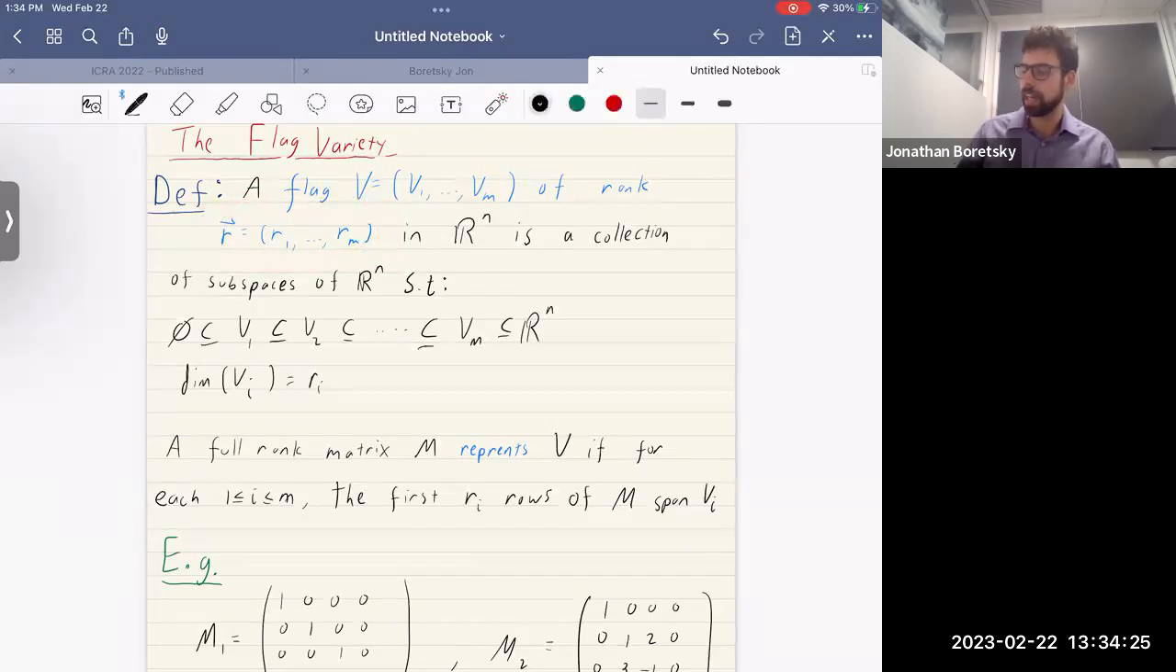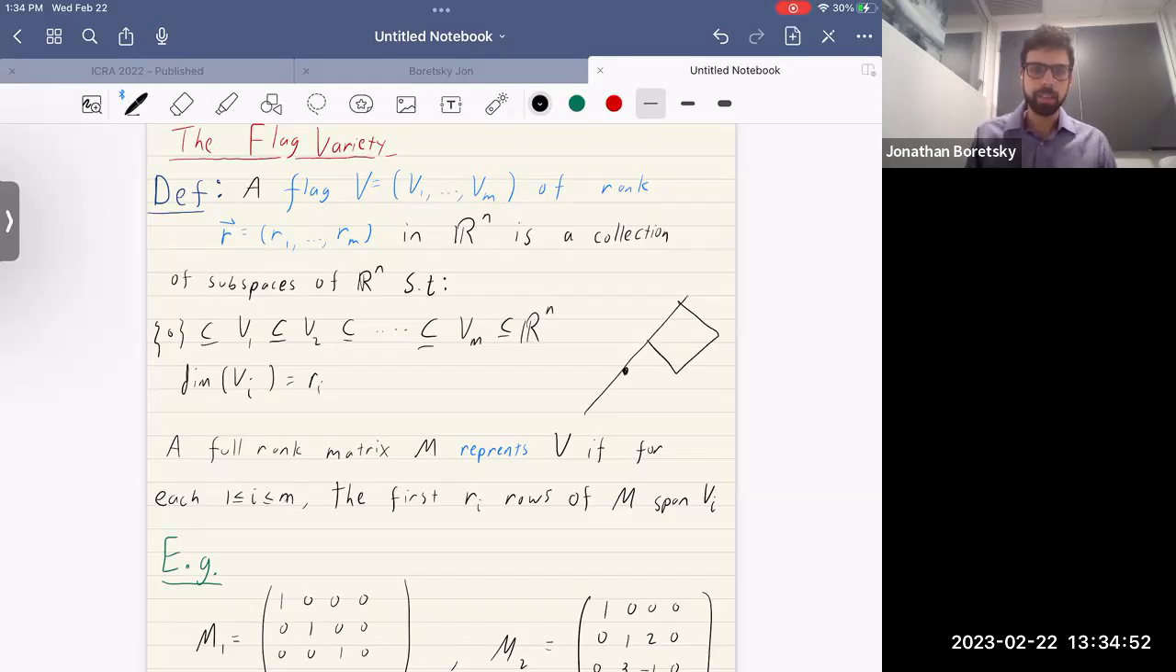Okay, so why is this called a flag? If you imagine in 3 dimensions, a 0-dimensional subspace is like a point. Oh, and sorry, this should not be the empty set. This should be the 0-dimensional subspace, which is just 0. But you have a point, and then you have a line containing that point, and you have a plane containing that line. So there's our flag variety.